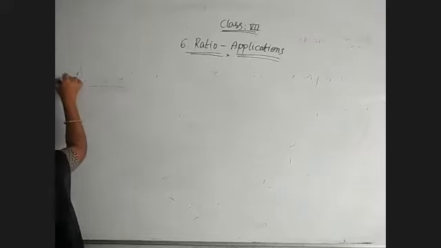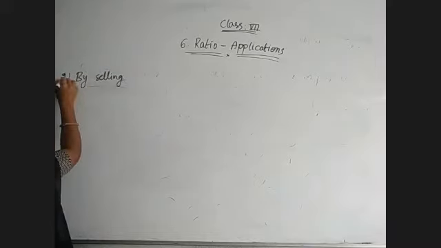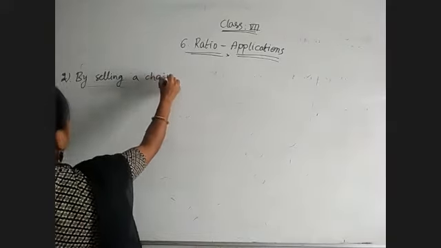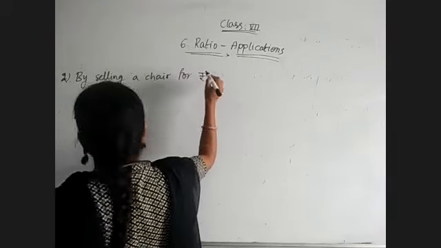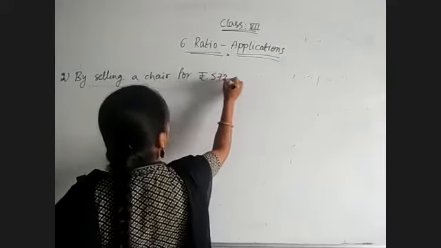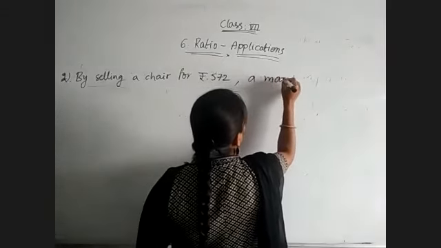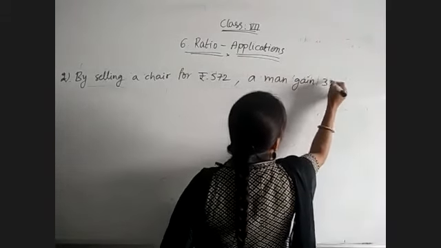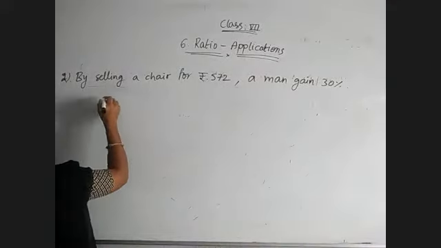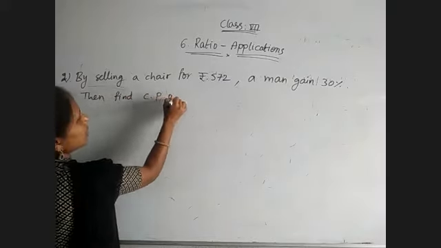So here the question is given like this. Second problem. By selling its shares for 572 rupees, a man gains 30%. Then find CP of the share.